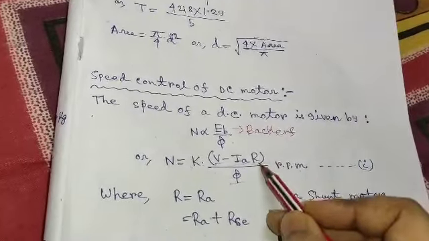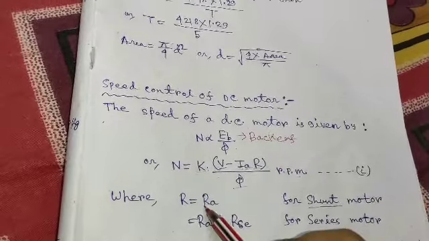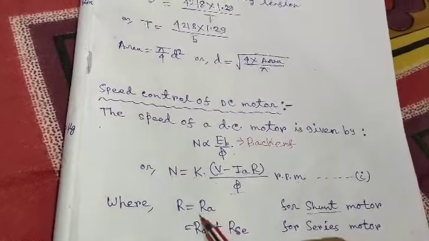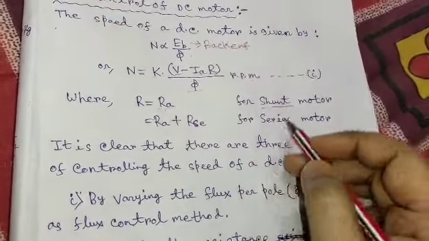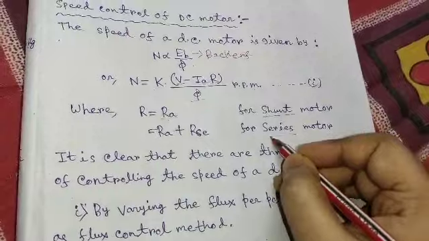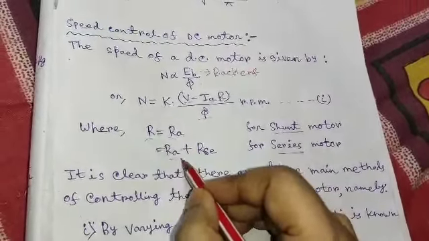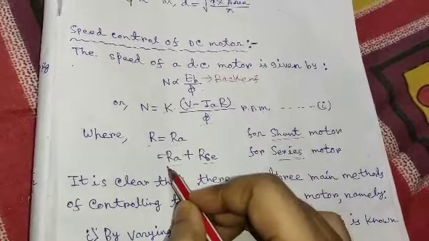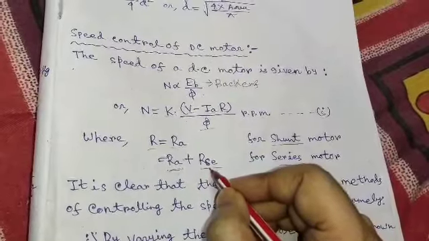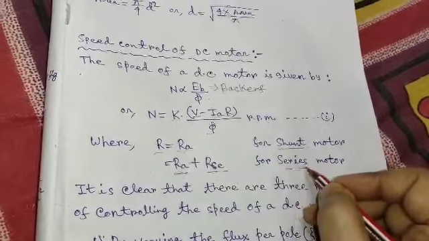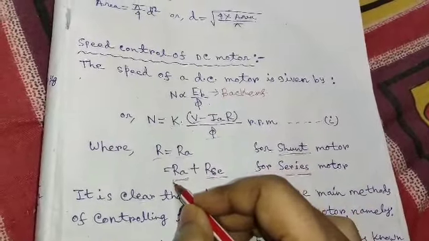Now in case of a shunt motor, the value of R equals RA, where RA is the armature resistance. In case of a series motor, the value of R equals RA plus RSE, where RSE is the series field resistance. So in a series motor, the series field resistance is connected in series with the armature resistance.